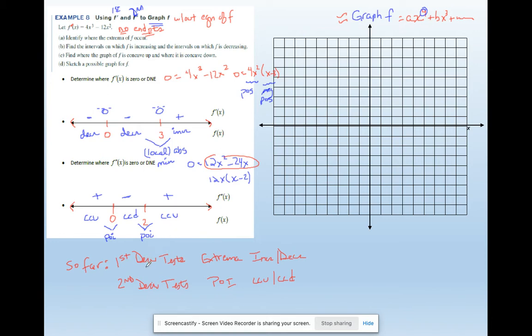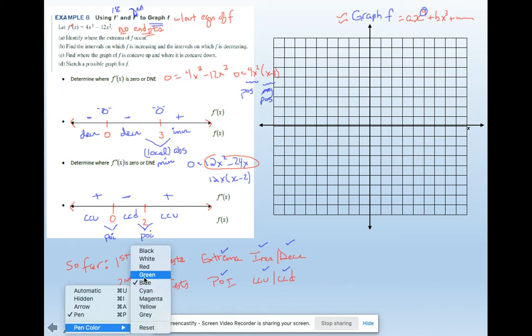So that's all the mechanics of the first and second derivative test for extrema. And I also see my increasing and decreasing intervals. I see I have 2 points of inflection, and I have concave up and concave down intervals. Now let's draw. So here's what I do.